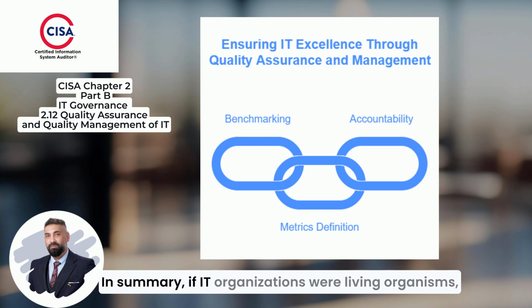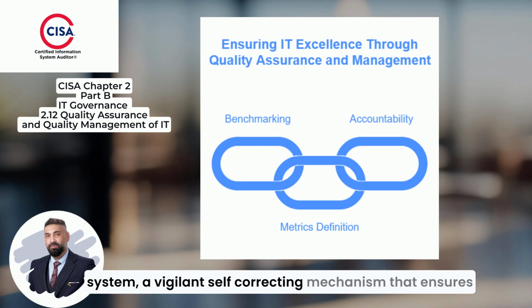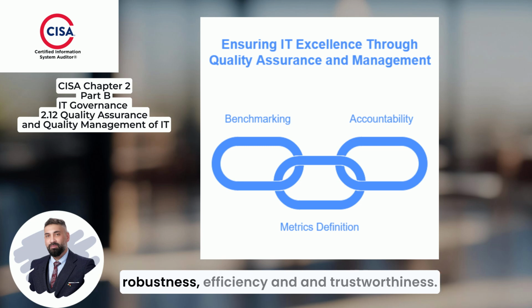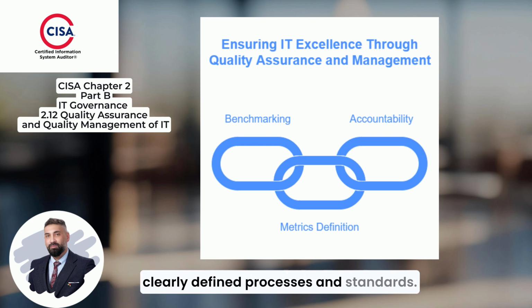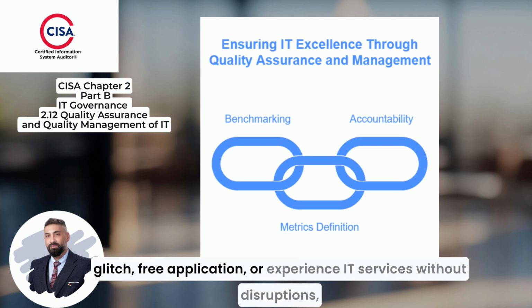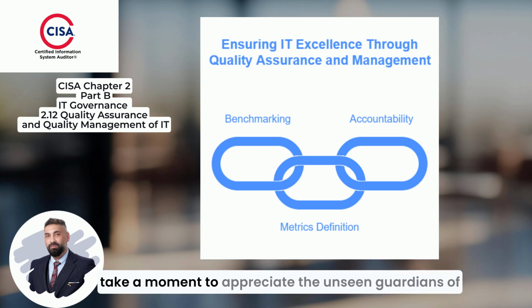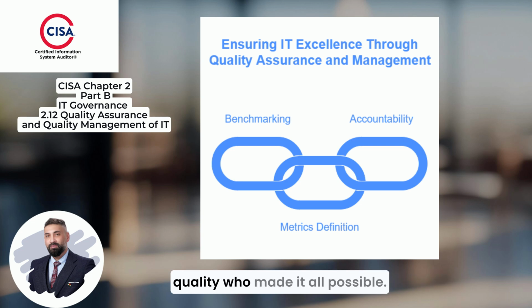In summary, if IT organizations were living organisms, QA and quality management would be its immune system, a vigilant, self-correcting mechanism that ensures robustness, efficiency, and trustworthiness. They anticipate potential flaws, safeguard critical functions, and maintain organizational health through clearly defined processes and standards. So the next time you interact with a stable, glitch-free application or experience IT services without disruptions, take a moment to appreciate the unseen guardians of quality who made it all possible.